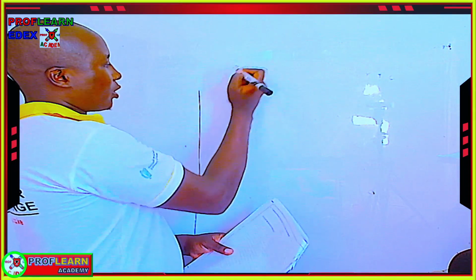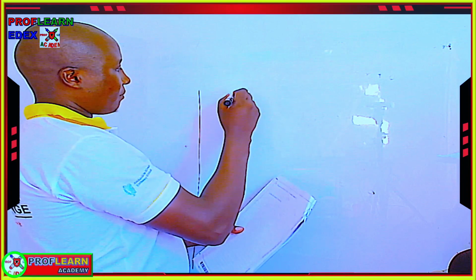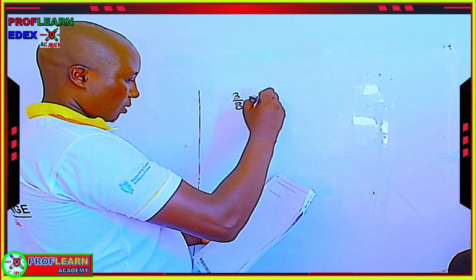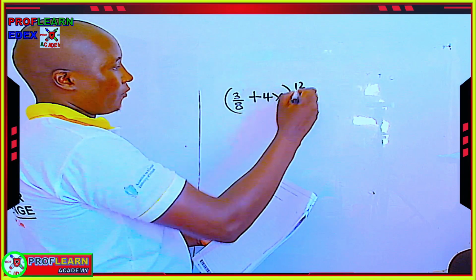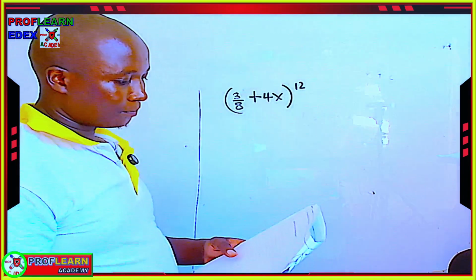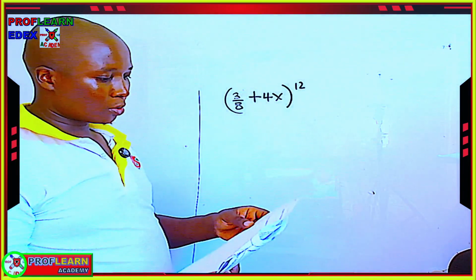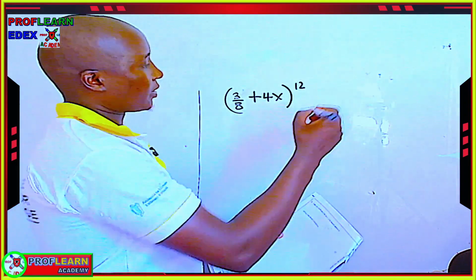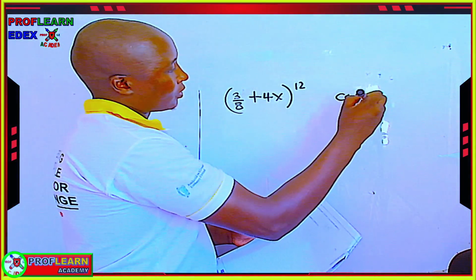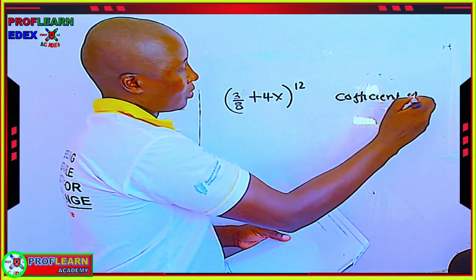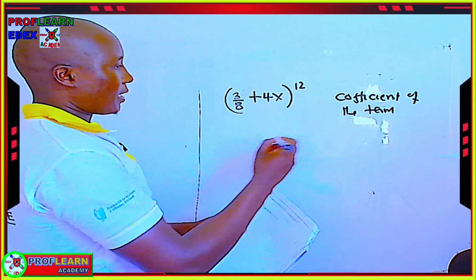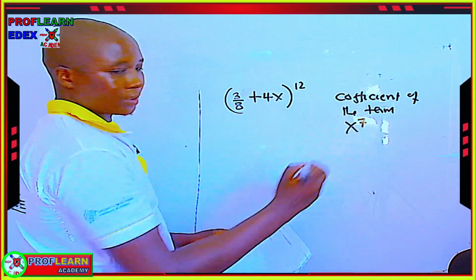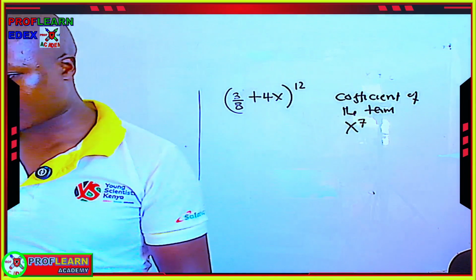X, you are going to expand, and what are we expanding? 3 over 8 plus 4x raised to power 12, and you are expanding this so that you can get the coefficient of the term that has x raised to power 7.